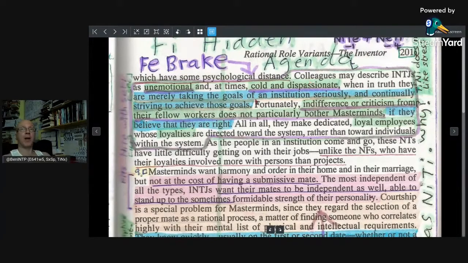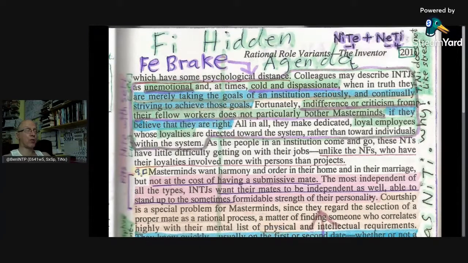Colleagues may describe INTJs as unemotional and at times cold and dispassionate, reduced affect display. This is a key feature of Fe polar. You also see it in ISTJ. When in truth, they are merely taking the goals of the institution seriously and continually striving to achieve those goals. Fortunately, indifference or criticism from their fellow workers does not particularly bother Masterminds. Yes, because of Fe polar.